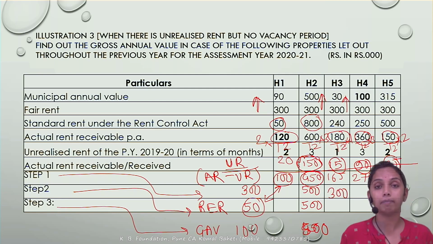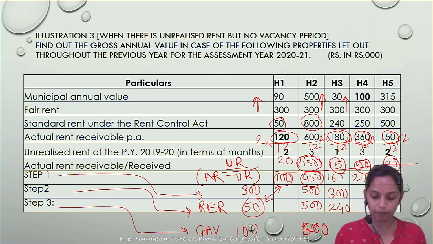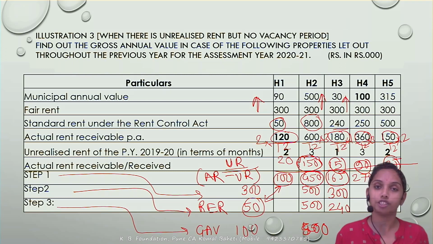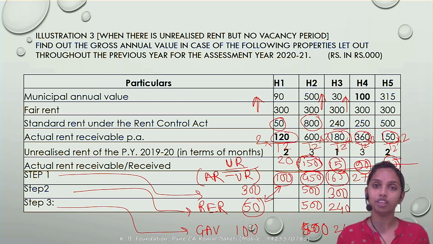That is to be compared with the standard rent, whichever is lower. So the step 2 answer is 240, the reasonable expected rent. And this is to be compared with what? Actual rent receivable minus unrealized rent. That comes to 165, whichever is higher. So the GAV would become 240. Are you clear with this?